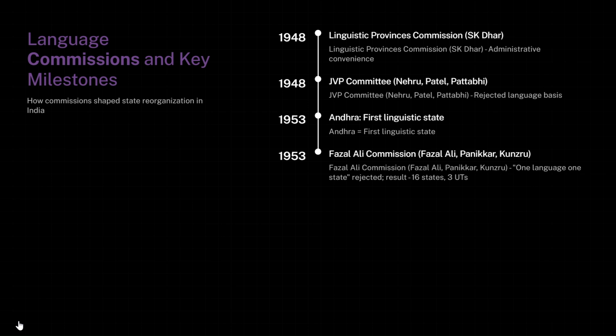But in 1953, Andhra became the first linguistic state. Then Fazal Ali Commission was constituted. They also rejected one language, one state formula, and it eventually resulted in 16 states and 3 UTs.